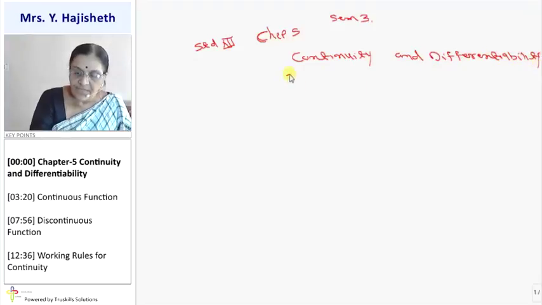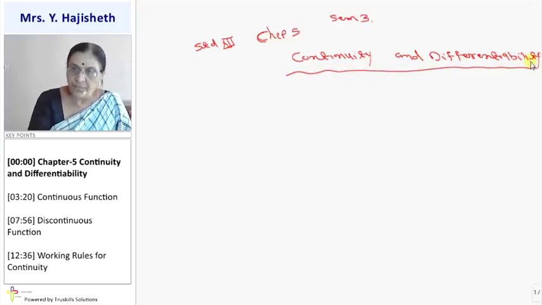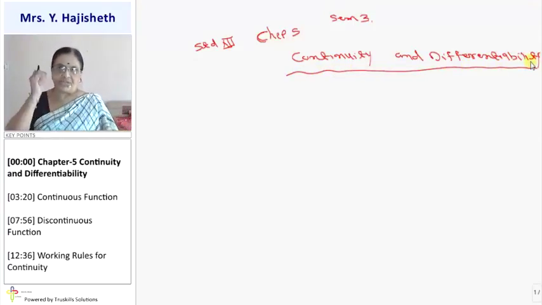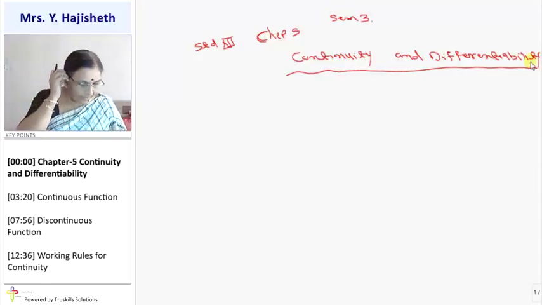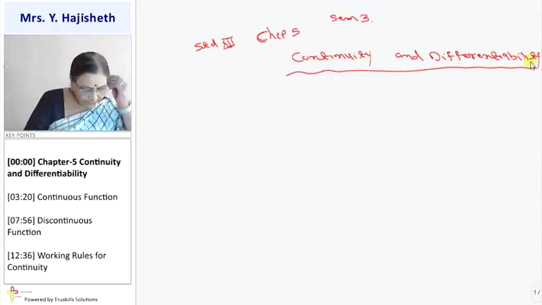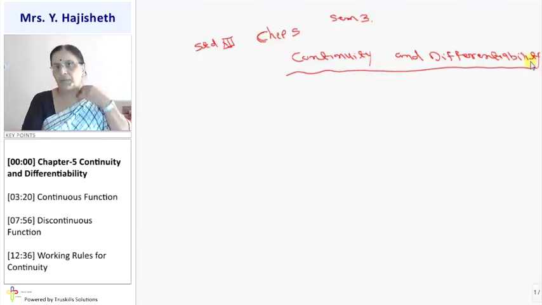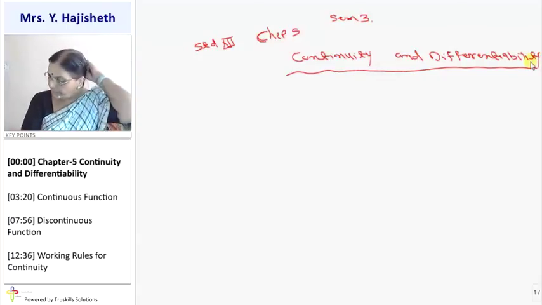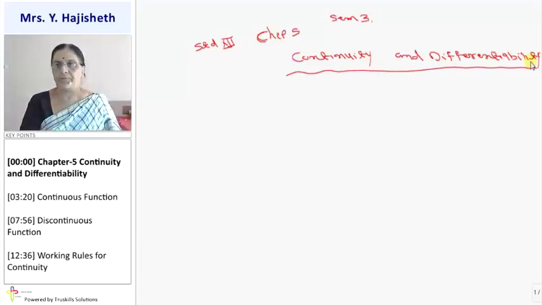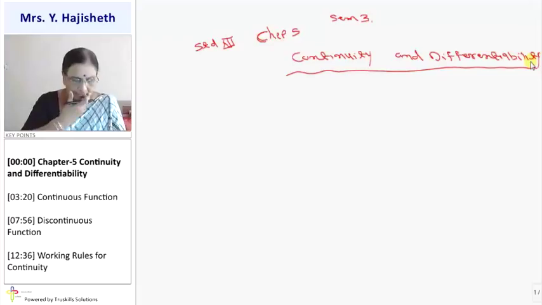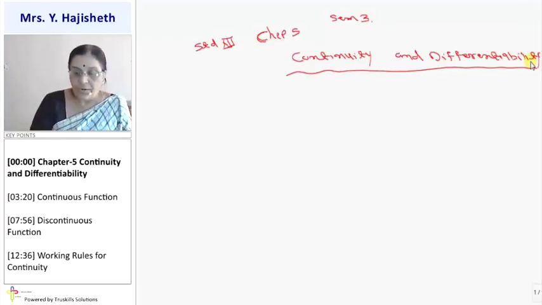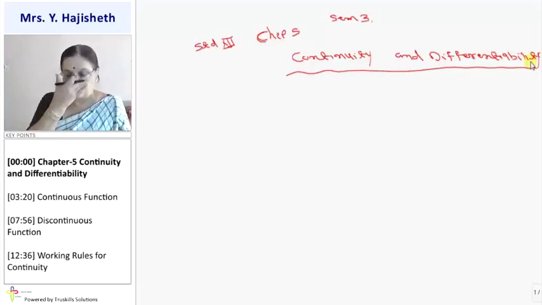So in 11 science we have learned limit and differentiability. Now here we are going to learn continuity at a point, continuity in an interval. Continuity and differentiability. How do I define a continuous function?